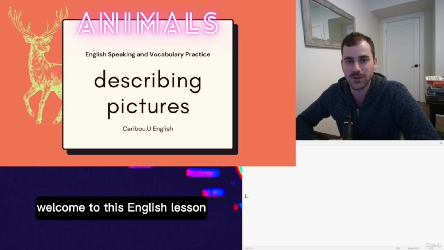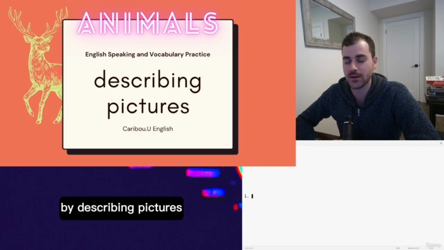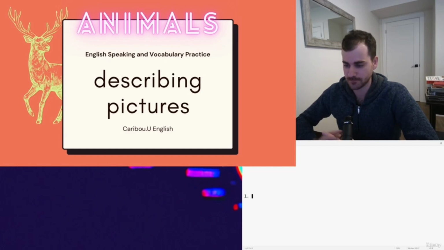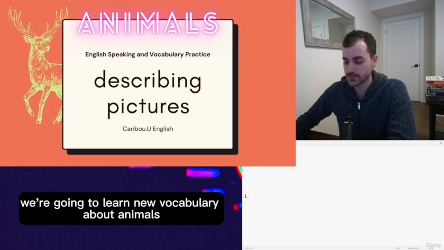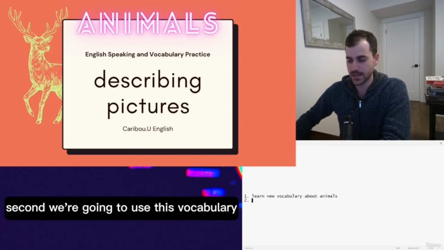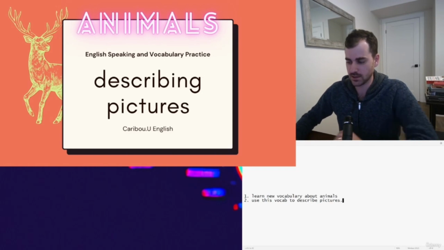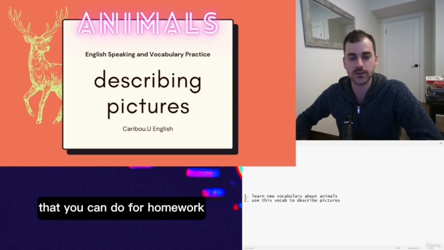Hello everyone. Welcome to this English lesson where we will learn speaking and vocabulary by describing pictures. So the theme today is animals. So let's just set some lesson goals. So first, we're going to learn new vocabulary about animals. Second, we're going to use this vocabulary to describe pictures. And at the end of the lesson, I'll give you some assignments that you can do for homework.